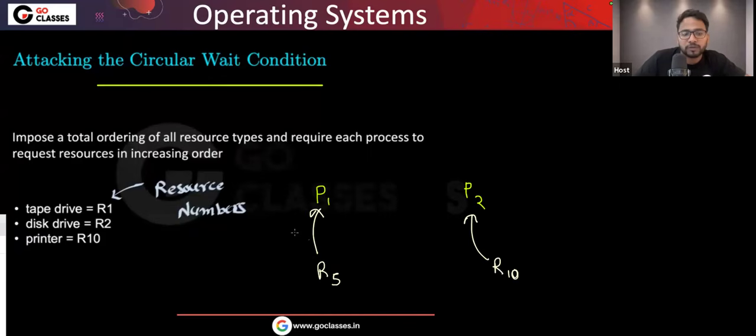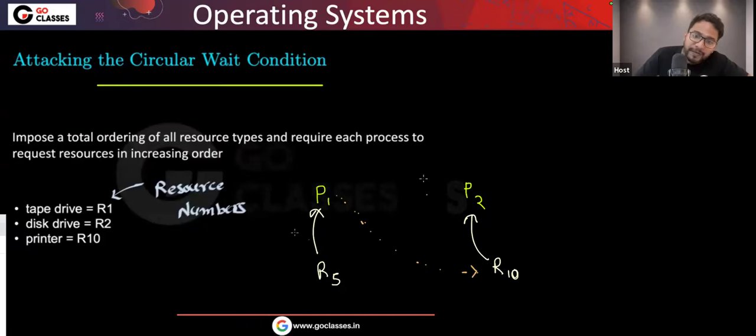Now we will make sure that if P1 already has R5, then it cannot request a number which is lesser than 5. If it wants, it can only acquire a number which is greater than 5. For example, it can request R10, but it cannot request R4 or anything earlier than R5. So P1 can request R10 for sure.